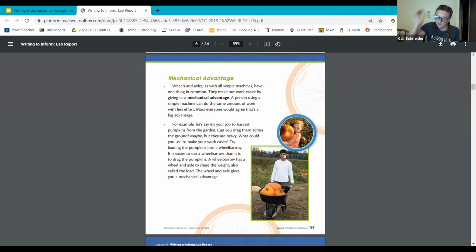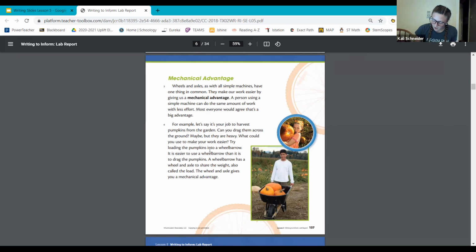So why is using a wheelbarrow to carry pumpkins easier than dragging them across the ground? Think about the mechanics of it, right? A wheelbarrow uses a wheel and an axle to share the weight. So the wheel and the axle help carry the weight rather than you carrying the weight in your arms, right? You can see the difference in this picture right here. The author really helped us by showing us these pictures of an example. It can help you understand what they're saying because they use a lot of big words, especially in informational text. They use a lot of words that we might not be familiar with. So these pictures will help us.